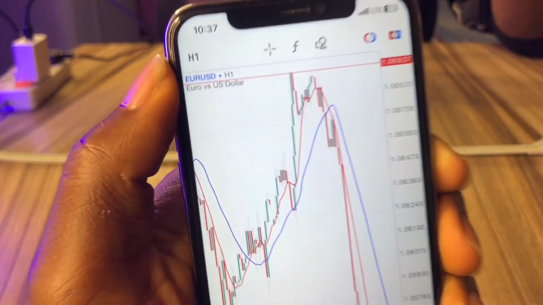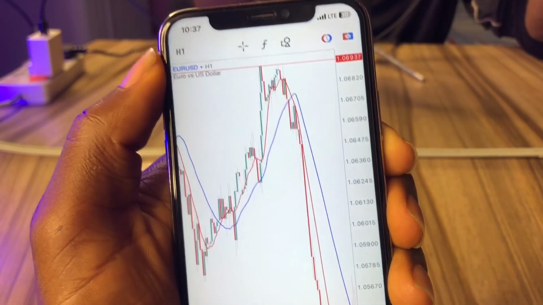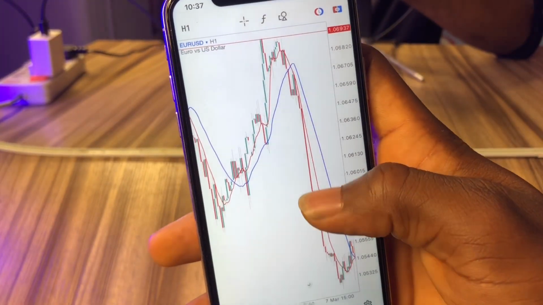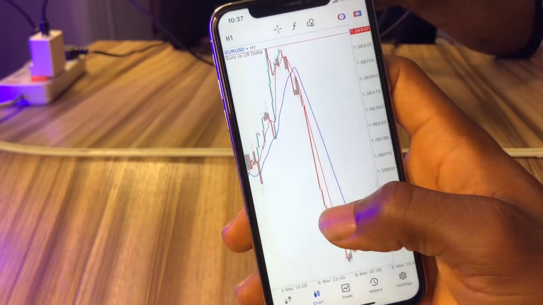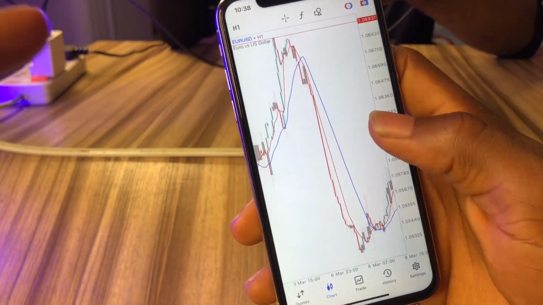Before you go ahead and take a sell, you need to wait for price to get below this blue moving average, which is the 25. And as you can see right here, it actually had a free fall. The best thing you can do is to use this moving average to trade with those patterns.